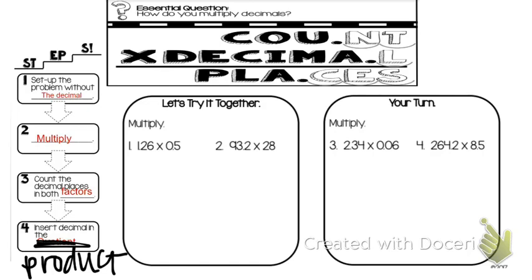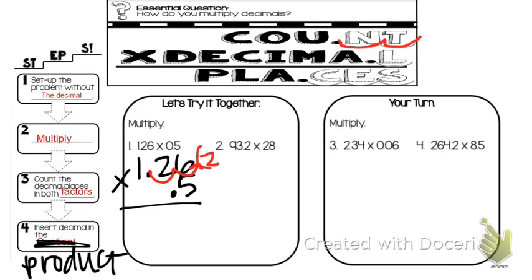So the first one we have, I know it says step 1 is to set up the problem without the decimal. I personally like keeping it in there, and then I'll show you what I do. The first one we have is 1.26 times 0.5. Remember that when we are multiplying our decimals, you do not need to line up the decimal. Do not line them up. You're making more work for yourself because you're adding more numbers. So what I like to do is count how many decimal places. I have 2 here, I have 1 here, so I know I have 3 total that I need to move in when I'm multiplying.